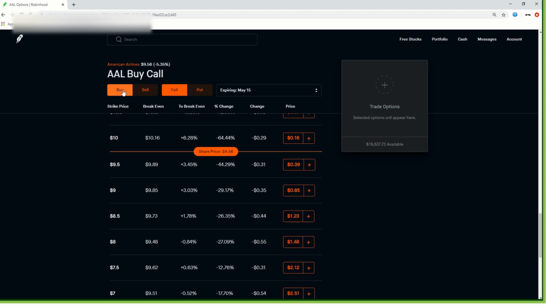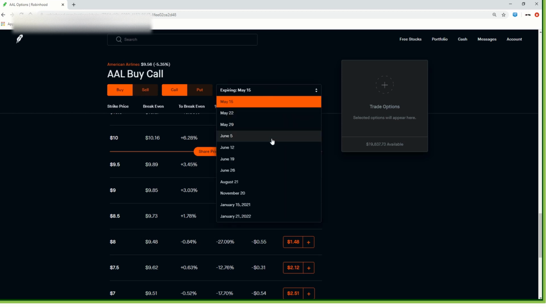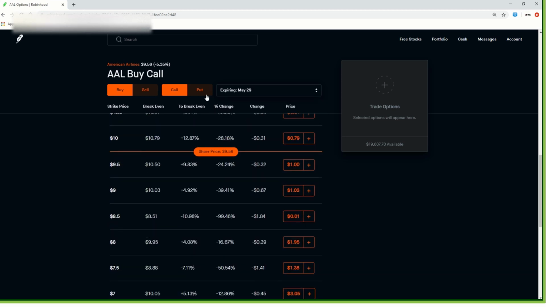And over here we have a few different options. First is call and second is put. And over here is a buy and sell. And over here are the different expiration dates. So we'll go for the March 29th expiration. It should be in 2 weeks.